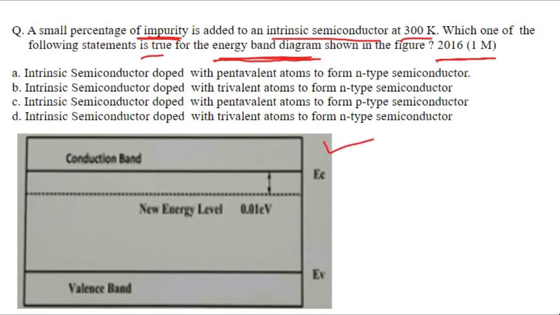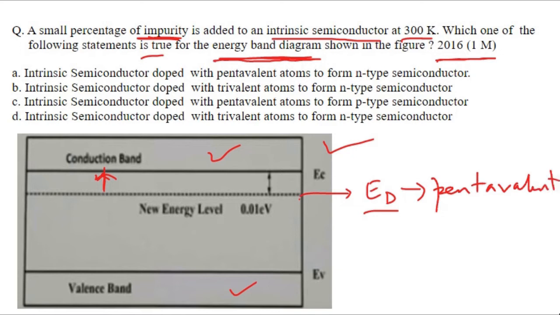Here you can see in this band diagram the valence band, the conduction band, and one extra energy level, which is nearer to the conduction band. In the theory video we have discussed that the energy level nearer to the conduction band is our ED. Now what is ED? ED is the donor energy level, and it is found by adding a pentavalent impurity. So when we add a pentavalent impurity to an intrinsic semiconductor, what we get? We get an N-type semiconductor.